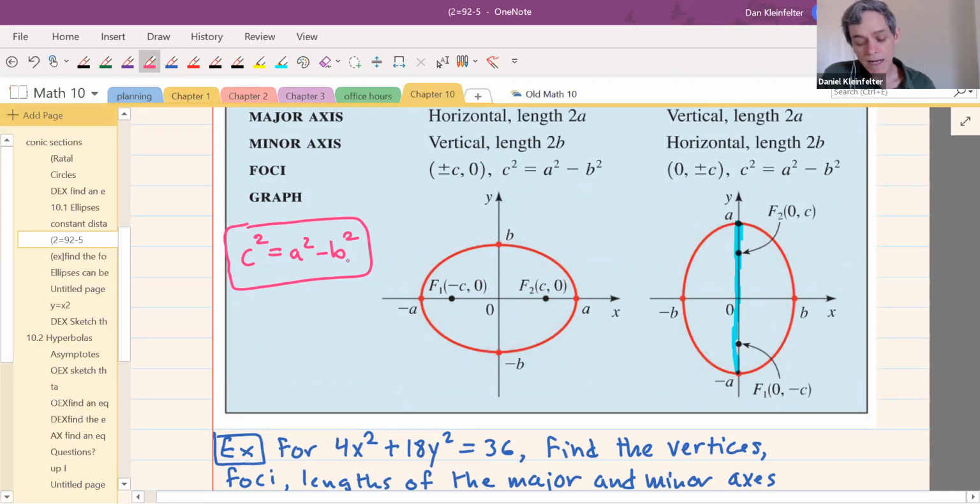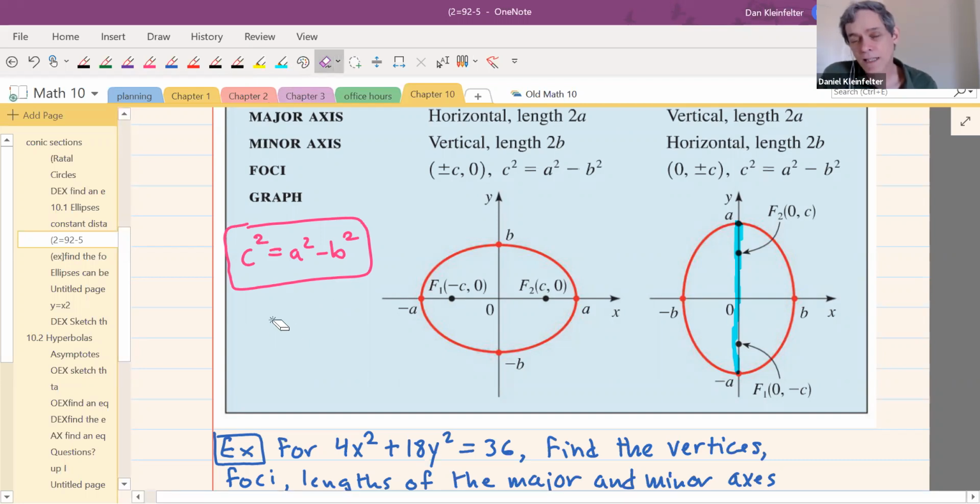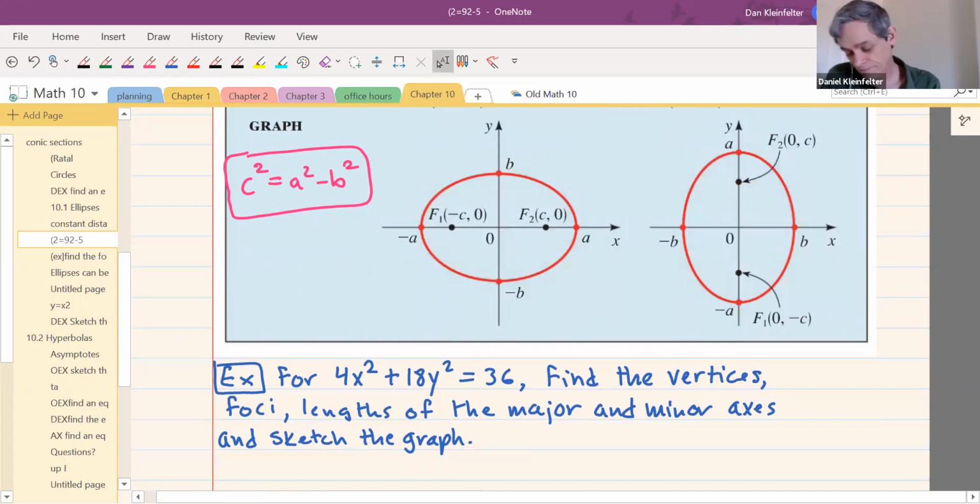And how to memorize that, at least how it worked for me, was I remembered the Pythagorean theorem, which was a squared plus b squared, only this is not that, so it's got a minus in it, okay? As long as you have some way to remember that, then that works. C squared is a squared minus b squared, and that's a formula that relates the foci location and the a and b. Okay, so let's try it out.